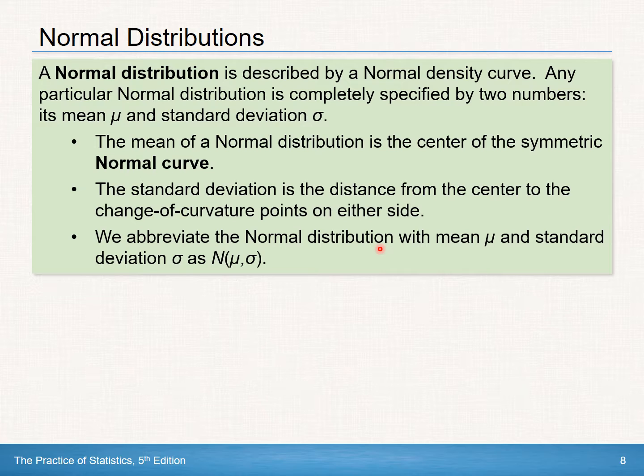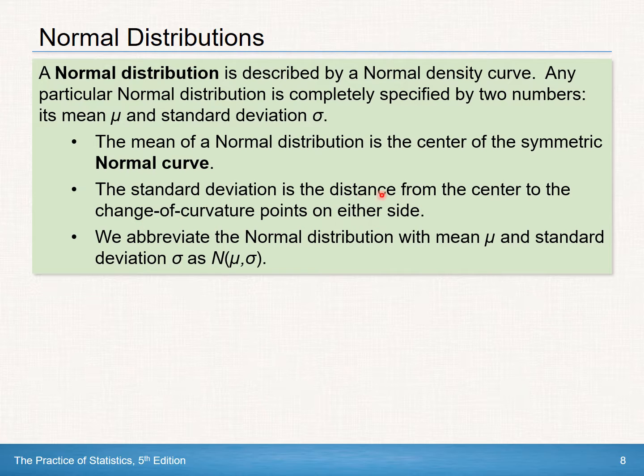Normal distribution is described by a normal density curve. Any particular normal distribution is completely specified by two numbers, the mean and the standard deviation. The mean of a normal distribution is the center of the symmetric normal curve. The standard deviation is the distance from the center to the change of curvature points on either side.